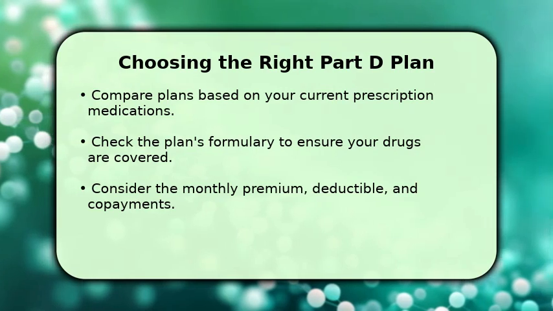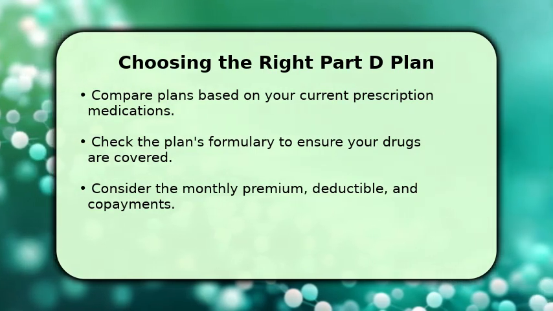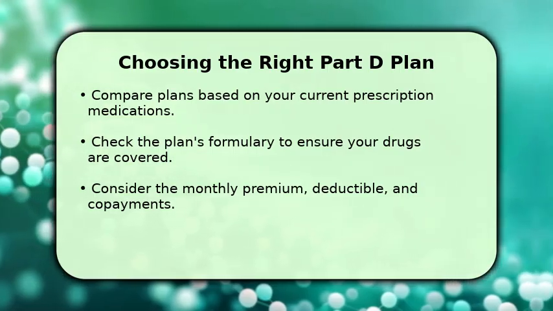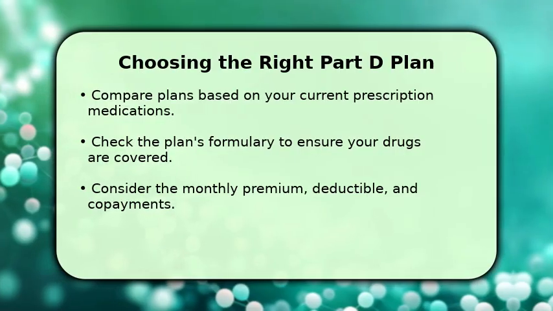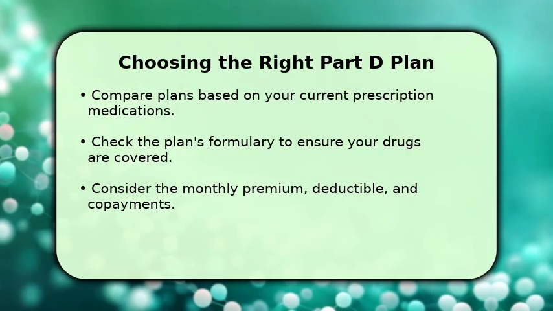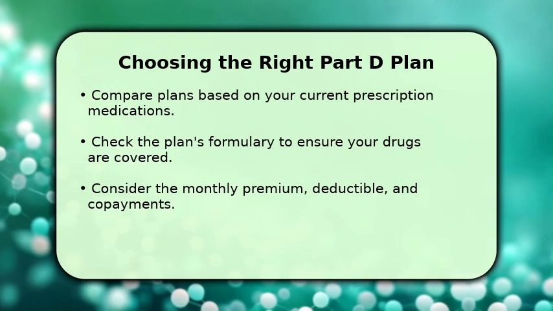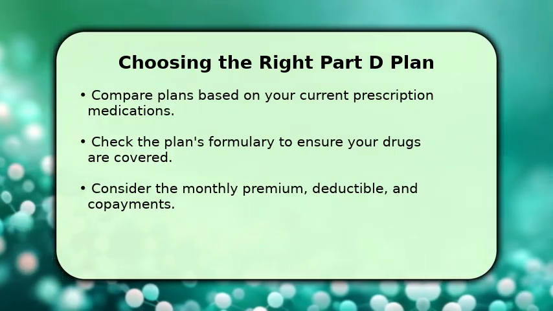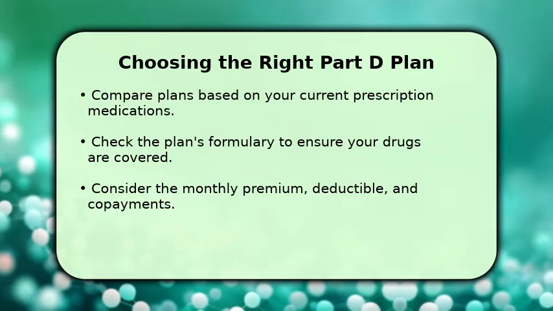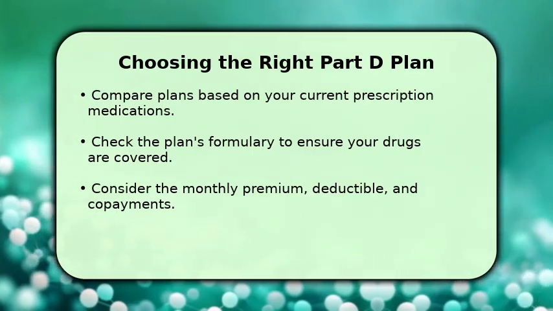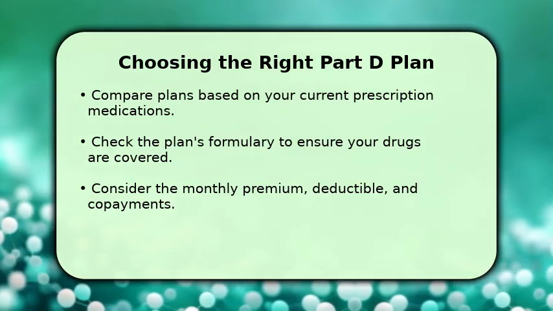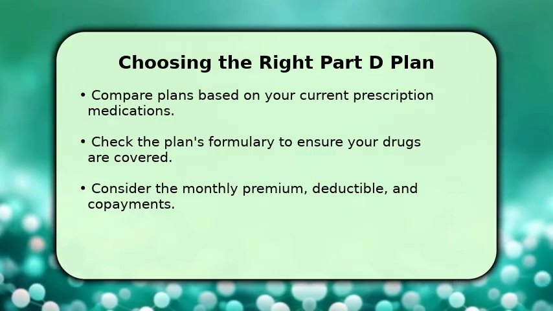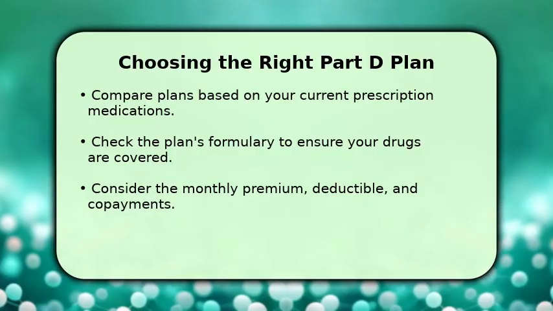Selecting the right Part D plan is essential for managing your prescription costs. Begin by comparing plans based on your current medications, ensuring they are covered. Always check the plan's formulary, which is its list of covered drugs, to confirm your specific prescriptions are included. Carefully consider the monthly premium, the annual deductible, and any copayments or coinsurance you might owe. Also, evaluate the network of pharmacies to ensure your preferred pharmacy is in network.